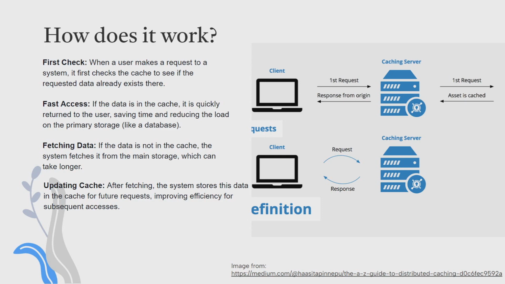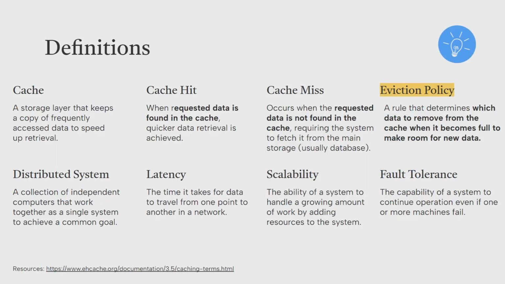But if the data is not within the cache, which is known as a cache miss, the system fetches it from the main storage, which can take longer. After the fetching happens, the system stores this data in the cache for future requests. And this improves efficiency for all future requests afterwards.